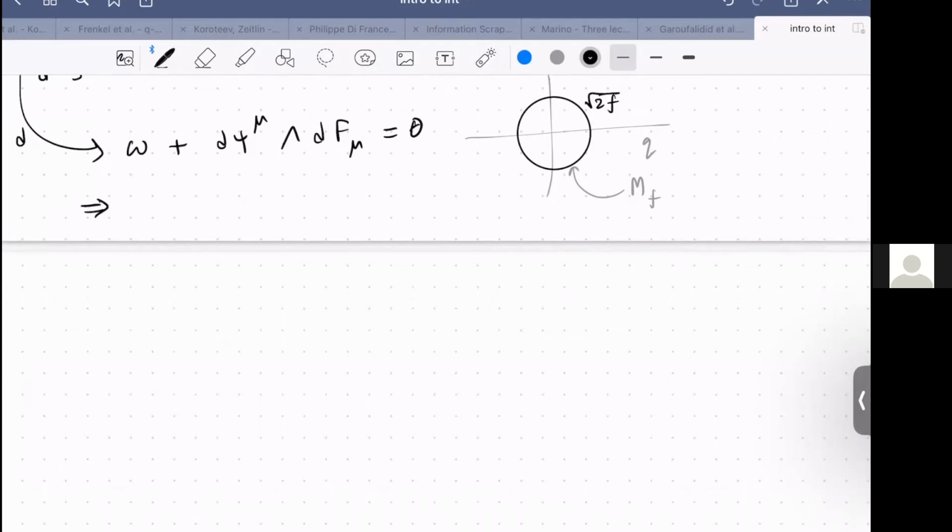So this tells you that omega is the same as df mu d psi mu. There's a sign. I have absorbed the sign by commuting this thing. Okay, so what is the usefulness of this relation?